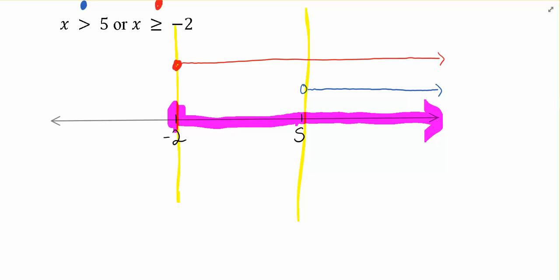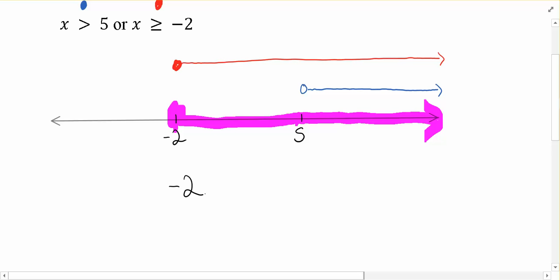Now that I have a graphical answer on the number line for where I have blue or red, the left endpoint of this is -2. The right endpoint is positive infinity. Notice I'm not listing 5, just as I'm not listing 6, 7, 8, 9, 10, 11. 5 is included in the interval, but it's not an endpoint to the interval. It's a middle part of the interval. The endpoints to this interval are -2 and infinity.